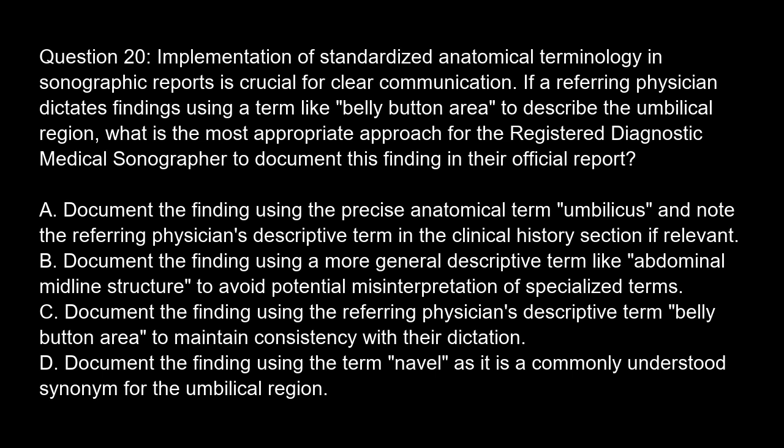Option A. Document the finding using the precise anatomical term umbilicus and note the referring physician's descriptive term in the clinical history section if relevant. Option B. Document the finding using a more general descriptive term like abdominal midline structure to avoid potential misinterpretation of specialized terms. Option C. Document the finding using the referring physician's descriptive term belly button area to maintain consistency with their dictation. Option D. Document the finding using the term navel, as it is a commonly understood synonym for the umbilical region.